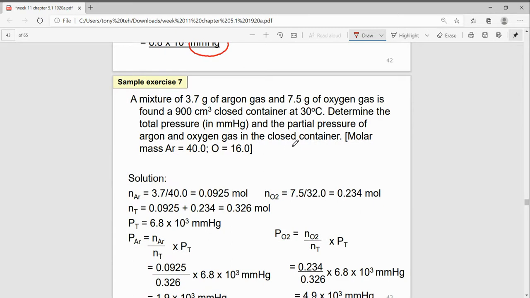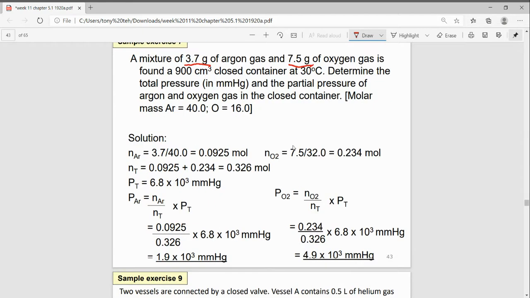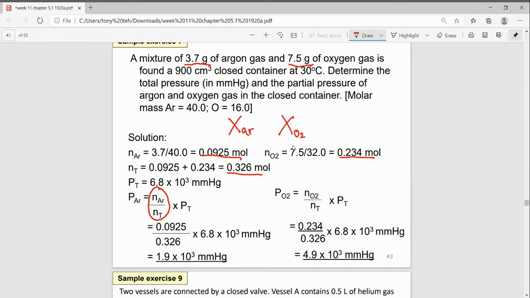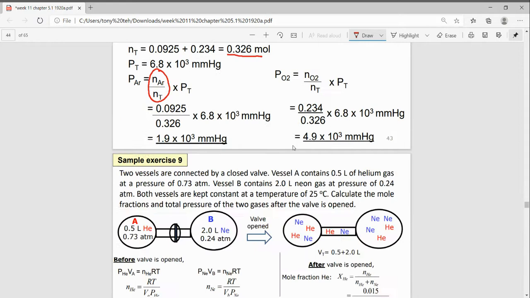Now next, determine the total pressure again and the partial pressure. This one you can do another way, because 3.7 gram and 7.5 gram means that we can just use number of moles. From here we can use the mole fraction, the mole fraction for Ar and the mole fraction for oxygen gas. So there are two ways you can answer the question.